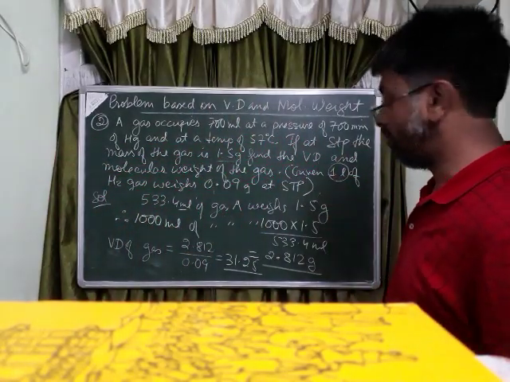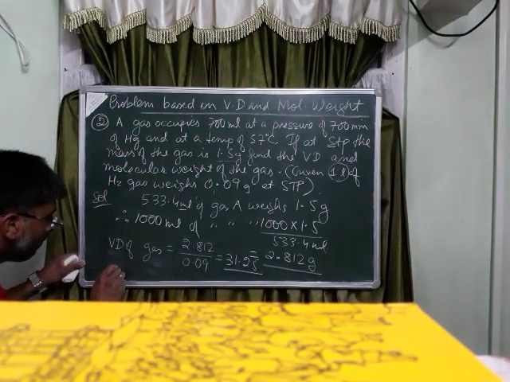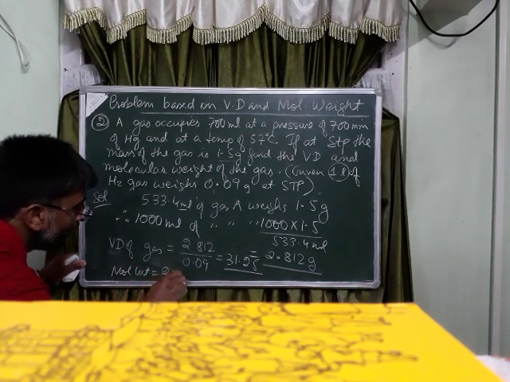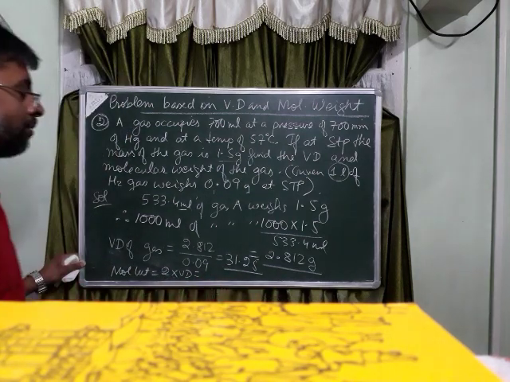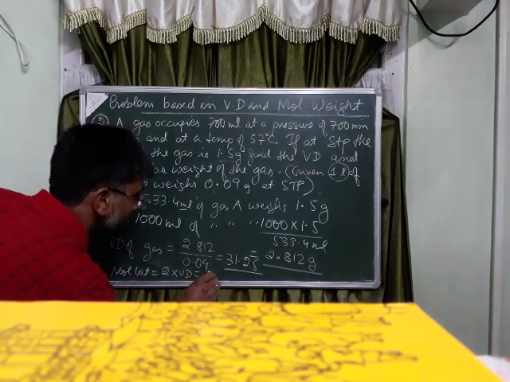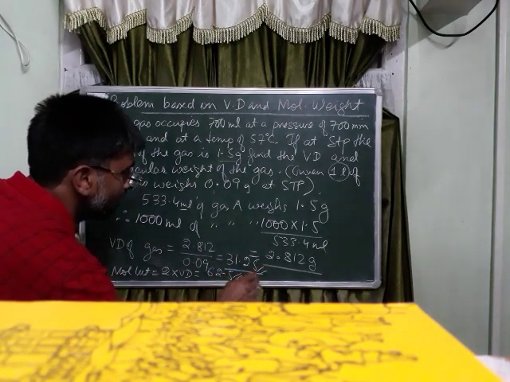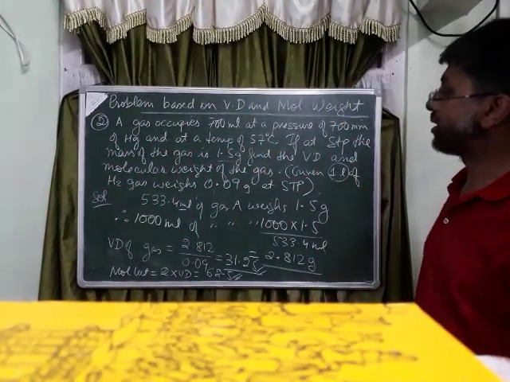And the molecular weight of the gas can be found by multiplying twice into vapor density. So twice into 31.25 gives me 62.5, which is the answer. This is one answer, this is another answer. So this is the second problem based on vapor density and molecular weight.